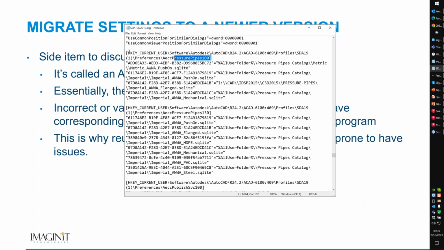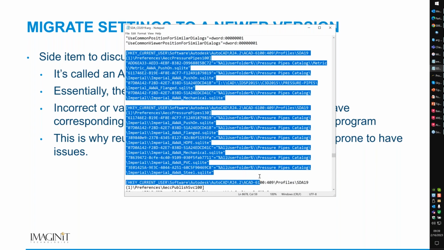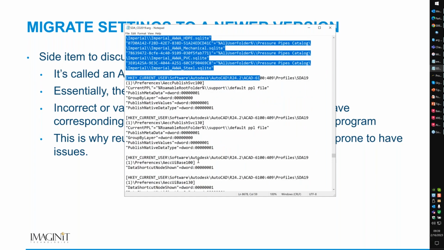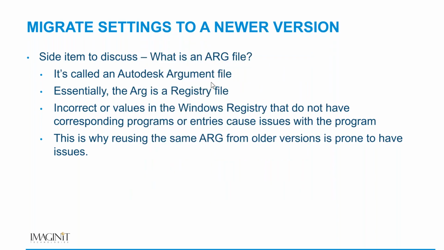So I just want to make you aware, this is what you're adding when you reuse those old ARGs on newer products. You can intentionally be causing this information to be added to the registry. As an example of that, I had a client who was having significant issues with their Civil 3D, and their ARG file dated from Civil 3D 2011, and they had carried it forward.